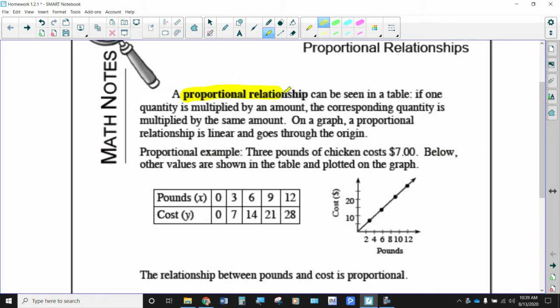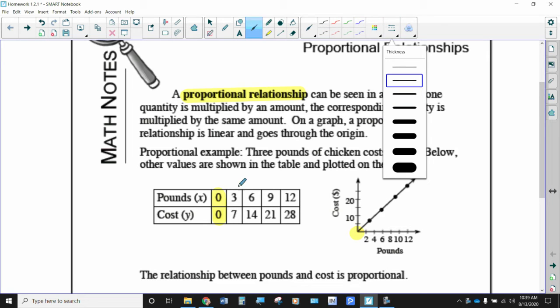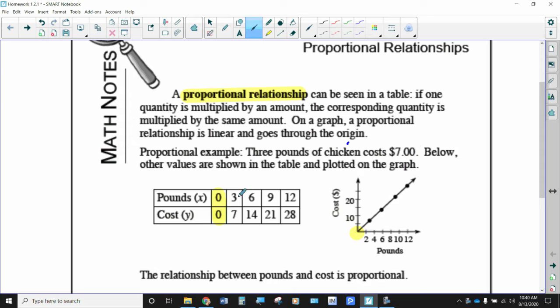Remember, a couple basic ideas of proportions is the fact that the situation for 0, 0 absolutely applies to all proportional relationships, and it always forms a straight line. So that means that there's a constant growth rate, or what we would refer to as the unit rate. So in a situation like this, where 3 pounds of chicken costs $7, that particular piece right there is the data point for 3 pounds of chicken.